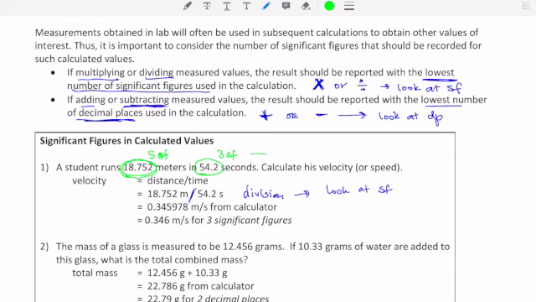So you need to choose the lower number value. Your answer will need to have 3 sig figs, the lower number value, because your answer cannot be more precise than the original number value. So you can't be more precise, you can only be as precise. So your answer needs 3 sig figs.